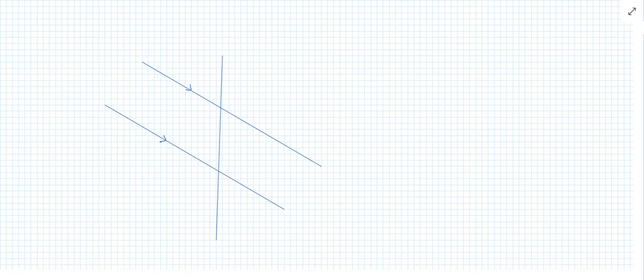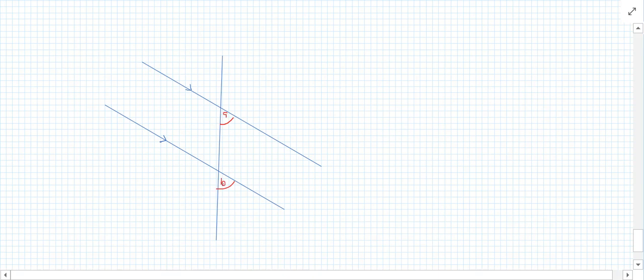If we have a look at these, you have this angle here and this angle here. We'll call this A and this B. These will be what are called corresponding angles.